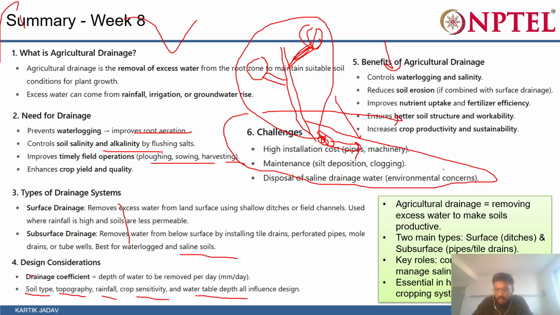Overall, agriculture drainage systems we are using to remove the excess water or salts, and two main types in summary. Either it is surface or subsurface. So surface is also called ditch type, or subsurface pipe or tile drain. And the key role of this kind of drainage activities is to control waterlogging, manage salinity, and improve aeration. And it is basically essential in heavy soils and irrigated cropping systems.